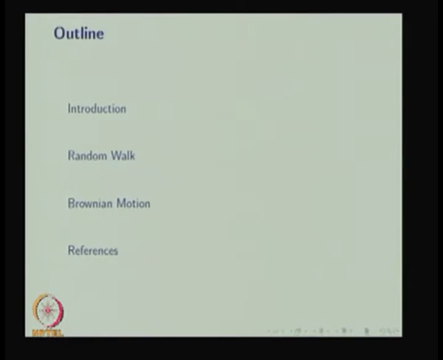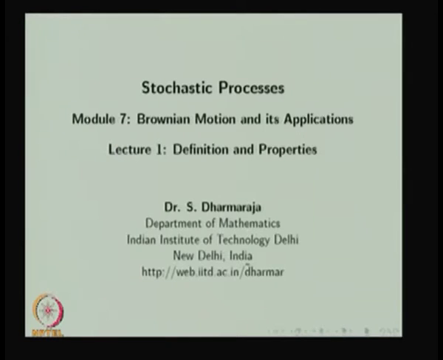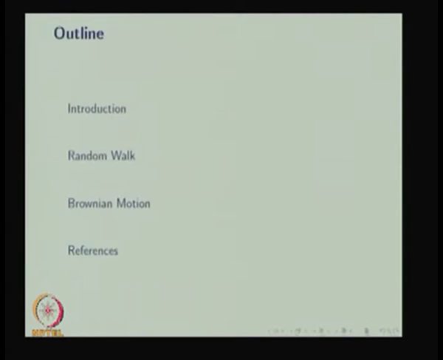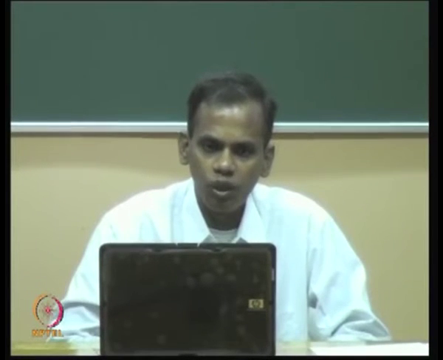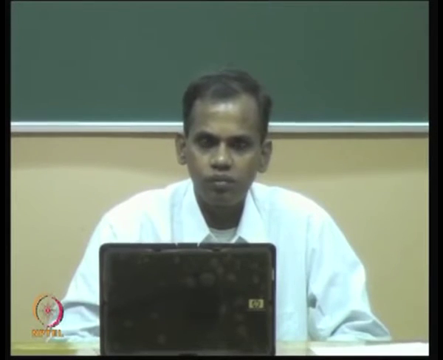And this is Lecture 1 of Module 7, Brownian motion and its application. In this lecture, we are going to discuss the random walk and the definition of Brownian motion, then how one can derive the Brownian motion using a random walk, and some important properties of Brownian motion will also be discussed.